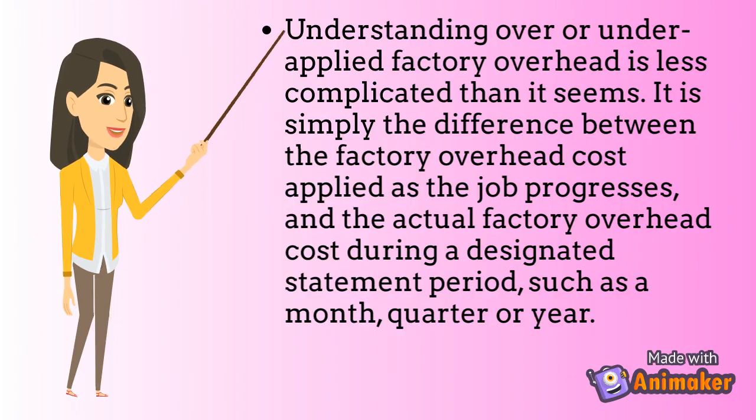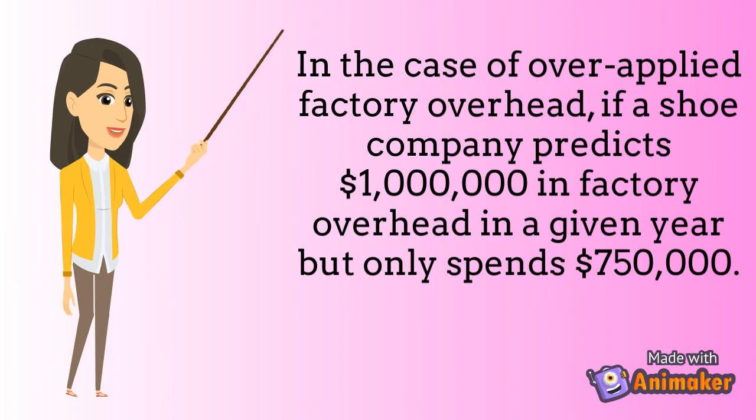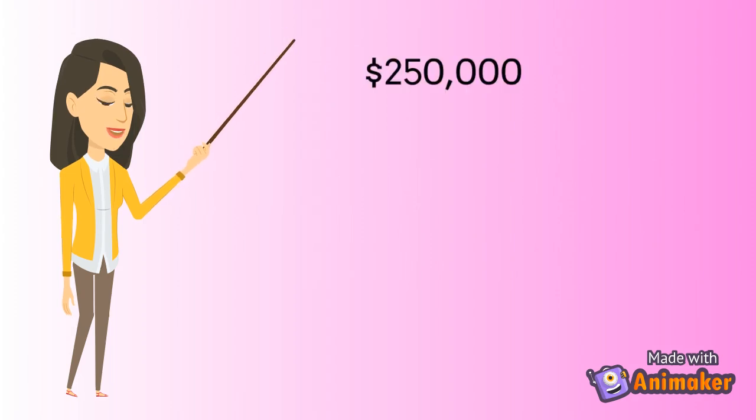Understanding over or underapplied factory overhead is less complicated than it seems. It is simply the difference between the factory overhead cost applied as the job progresses, and the actual factory overhead cost during a designated statement period, such as a month, quarter or year. In the case of overapplied factory overhead, if a shoe company predicts $1 million in factory overhead in a given year but only spends $750,000, then the remaining $250,000 that was not spent is called overapplied factory overhead.